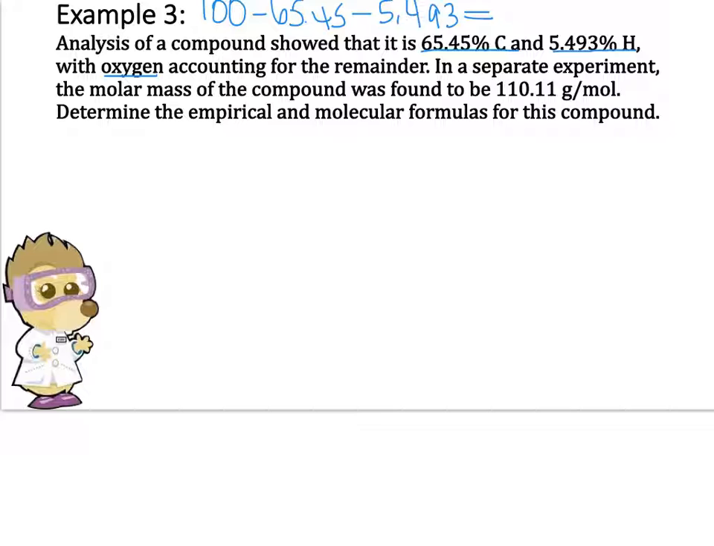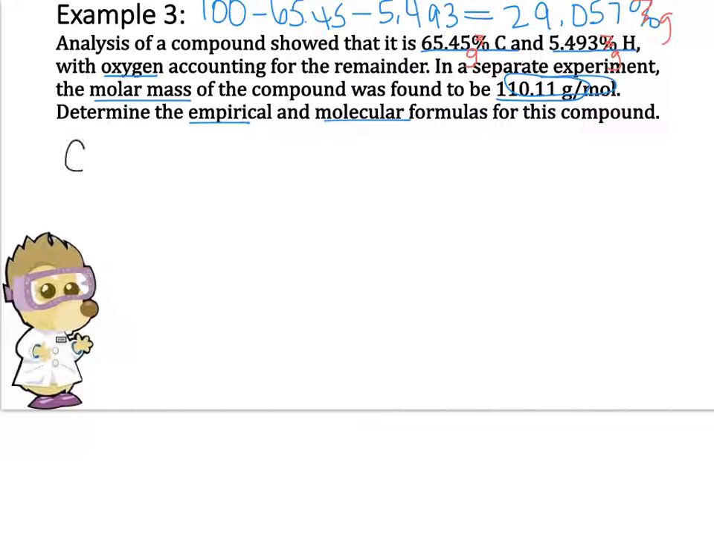And so when I calculate that, I get 29.057%. Okay, now remember, this is asking us for, and here's our molar mass right there. And we want to know the empirical and the molecular formulas. Okay, so we're going to start with the empirical formula always. Remember, the first step was to change those percents to grams. The second step was to convert those grams to mole.